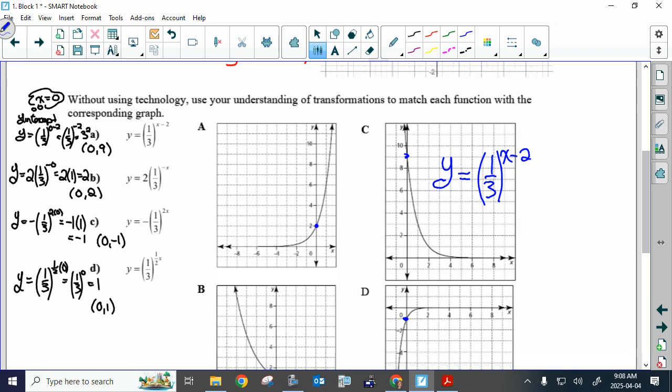All that happened was the graph on top was moved to the right 2 units. Can you guys imagine that? Moved to the right 2 units. This one has a (0, 2) y-intercept, which means it must have been this guy.